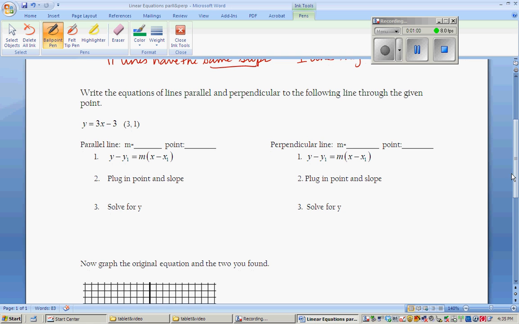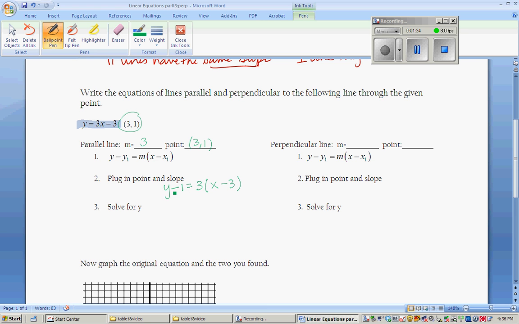But what happens when they ask you to write the equation of a line that's parallel and passes through a very specific point? Well, we have to go through the whole process of writing the equation of a line. We want to use the point (3, 1). And if this is our equation, we need to take the slope out. So for a parallel line, we're going to want it to have a slope of 3. We're going to plug in everything we know: y minus 1 equals 3 times x minus 3.